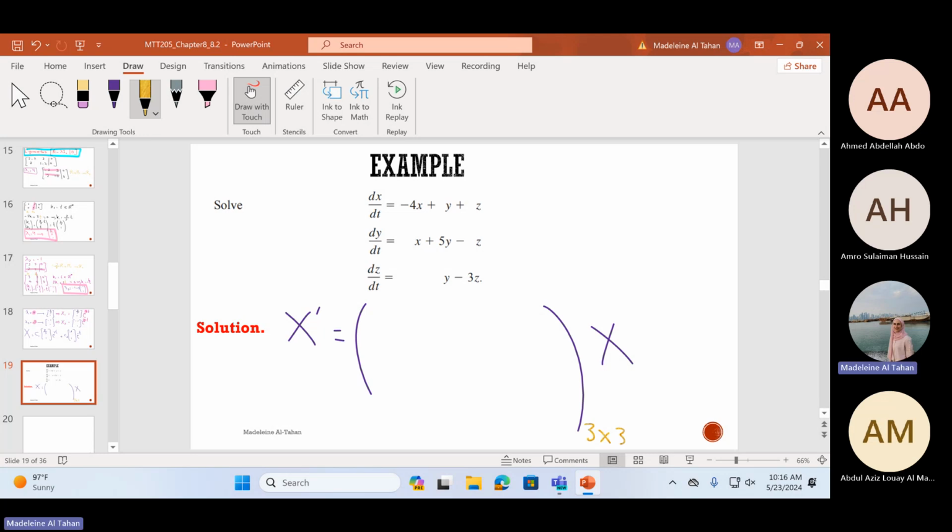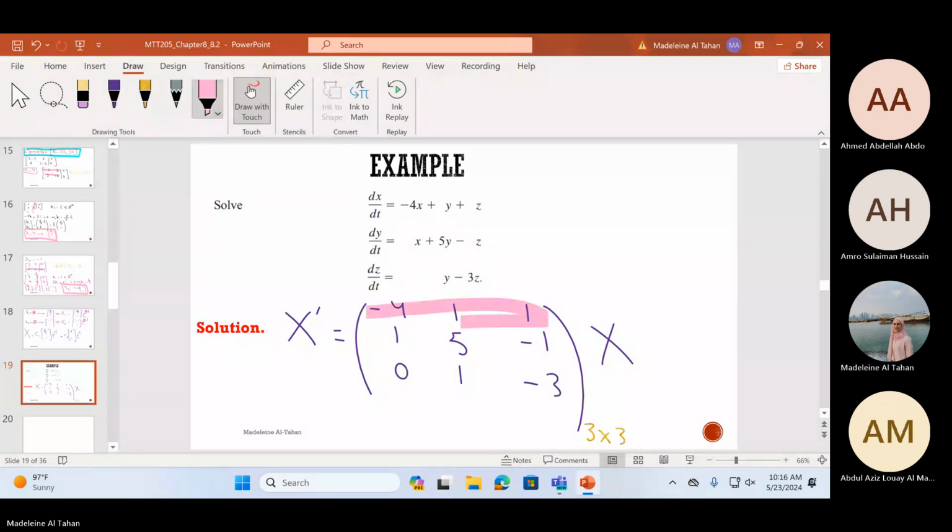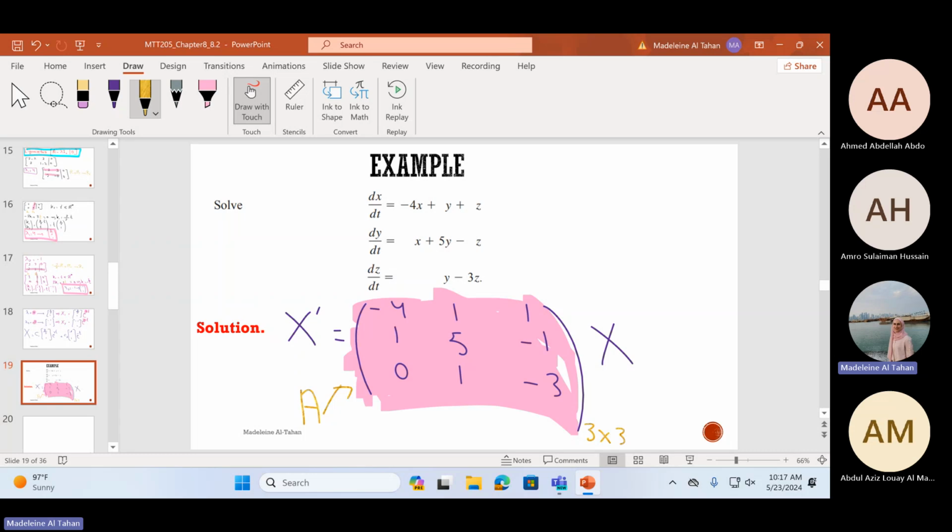Our elements: minus 1, minus 4, 1, 1, 1, minus 3. Okay, the last one: 0, 1. Oh, what's our A? This one is our matrix A, right? So this one is our matrix A.